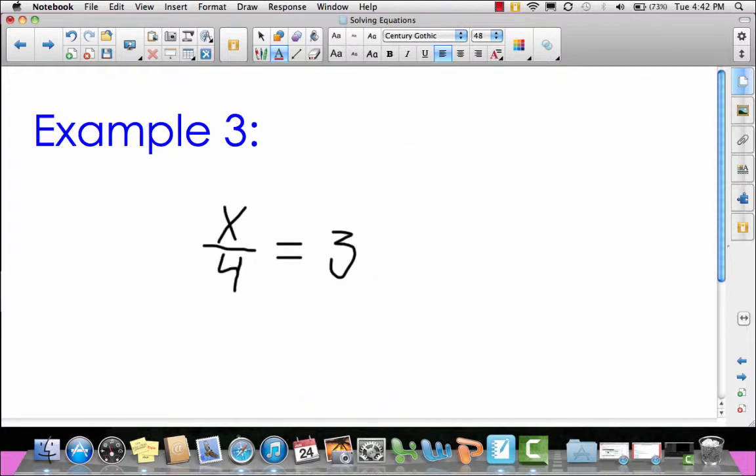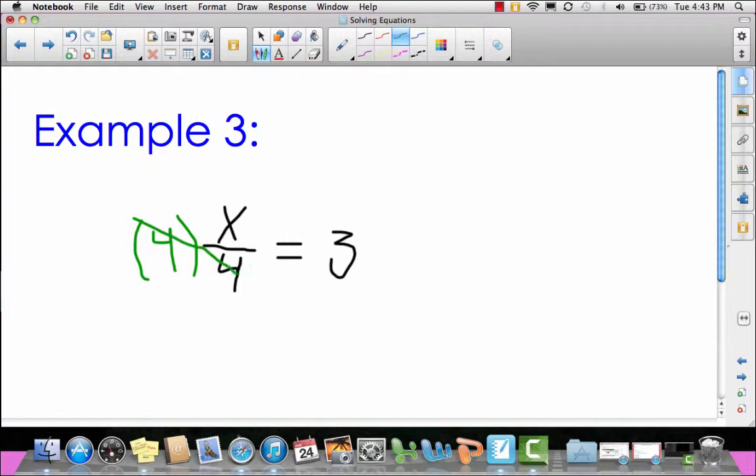This is our last example of a one-step equation. And I need to remember that in algebra, a fraction bar is showing me the operation of division. And in order to eliminate division, I use its opposite or its inverse, which is multiplication. So I'm going to start off here multiplying by 4 on the left side of the equation. And I'm going to use parentheses to show that I'm multiplying, and it's times 4. And that's going to cancel out, and I'm going to be left with x.